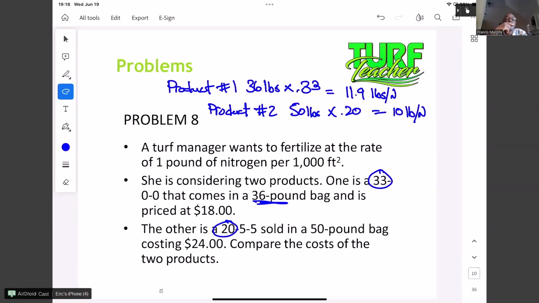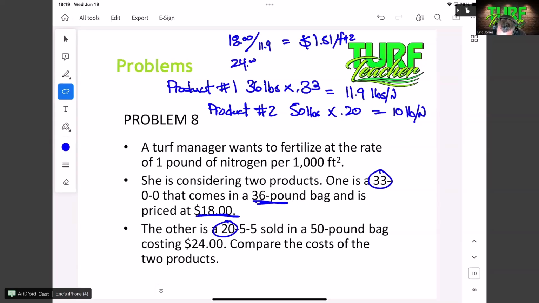And so if we're going to figure out our cost, the first one up here, running out of room to write, so it's going to cost us the $18. I'm going to say $18 divided by 11.9 pounds. It's going to cost $1.51 per pound of nitrogen. The next one, it cost us $24. And we're going to divide it by the 10.